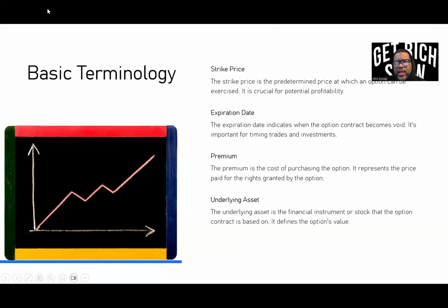So when we talk about some of these different terminology, you may hear us say, man, we're going out to get into this contract expiring on this date with the strike price, right? So what the strike price is, that's the price that we think the stock is going to go to, right?